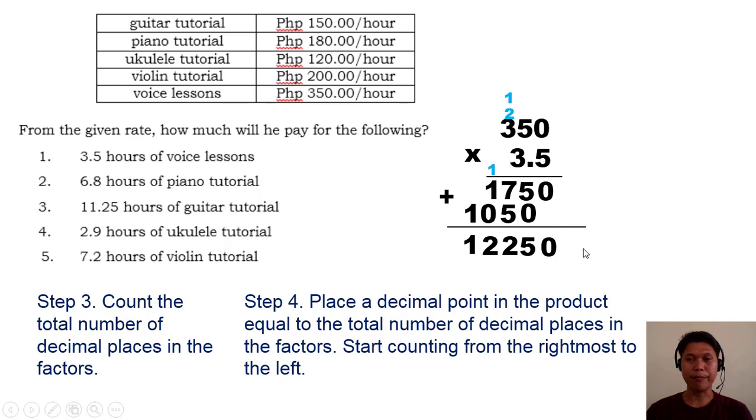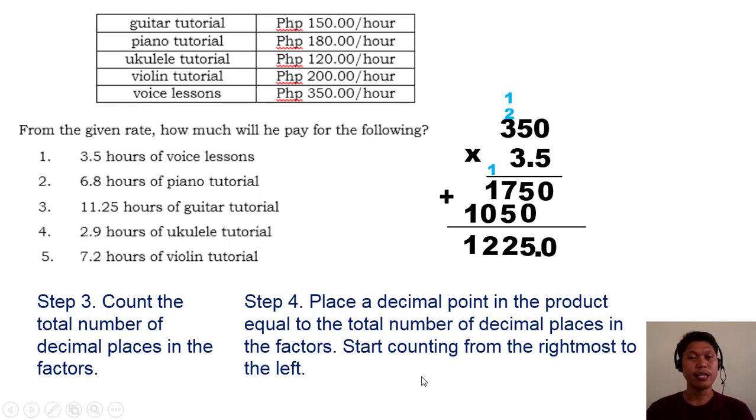So, dito tayo sa right, papunta ng left. So, we have 1. So, pasok ka rin ng 1. Ayan. So, this is now our answer. So, for the 3.5 hours of voice lessons, ang babayaran ni Joseph ay 1,225 pesos.